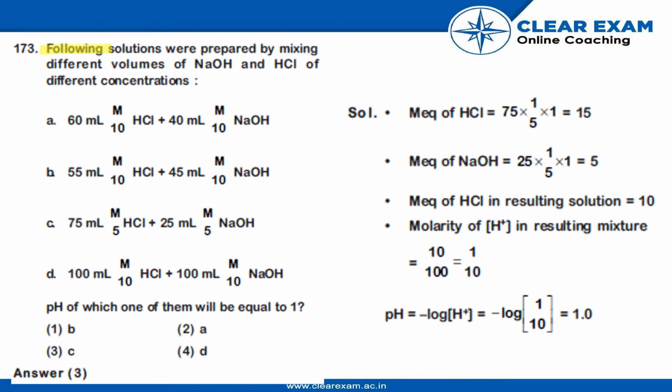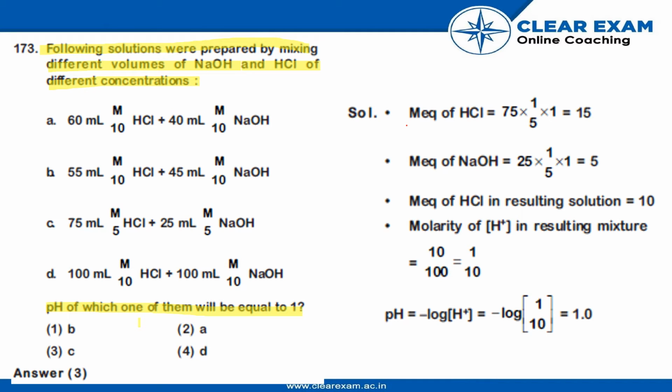The following solutions are prepared by mixing different volumes of NaOH and HCl of different concentrations. The pH of which of them will be equal to 1? So, we have to basically solve every one of these with respect to a formula.